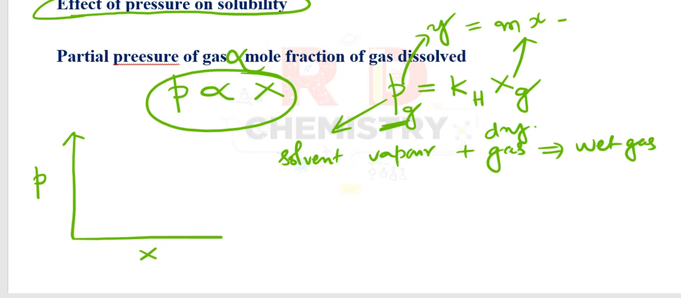Equation of a straight line passing through the origin, intercept C is 0, passes through the origin. So they are directly proportional to each other. And what is the slope? We can find out the slope. The m is the slope here. The slope is nothing but the Kh value. Fine.